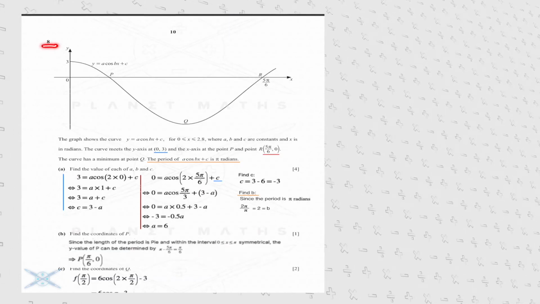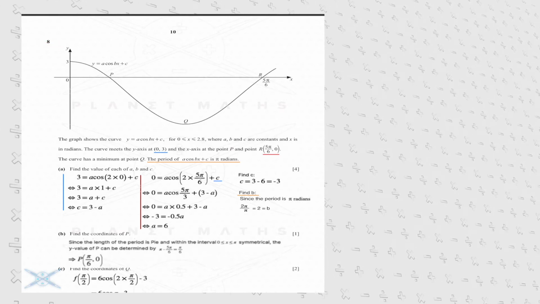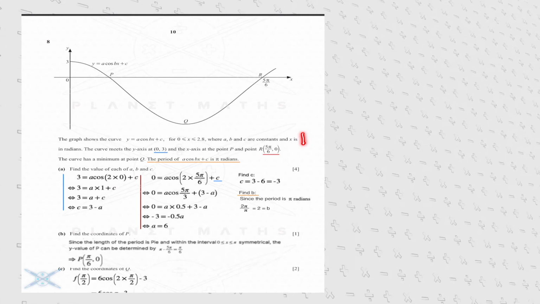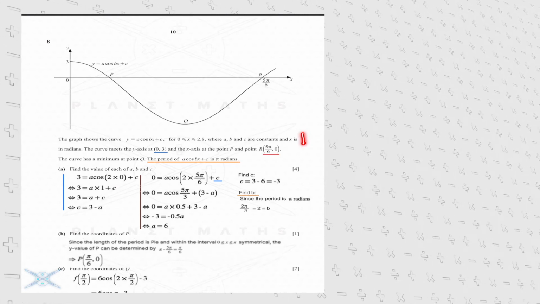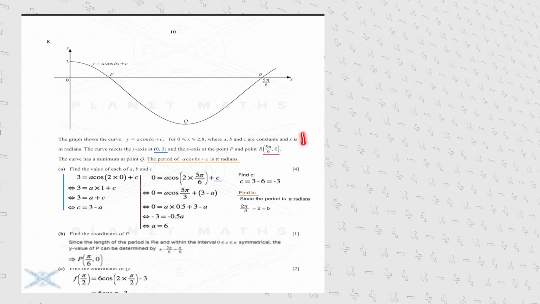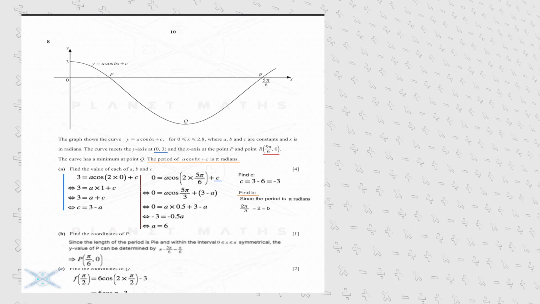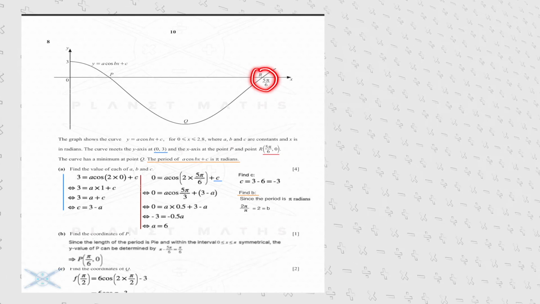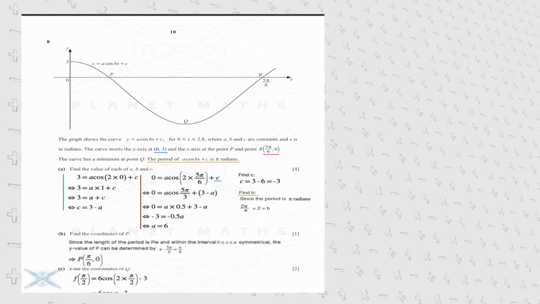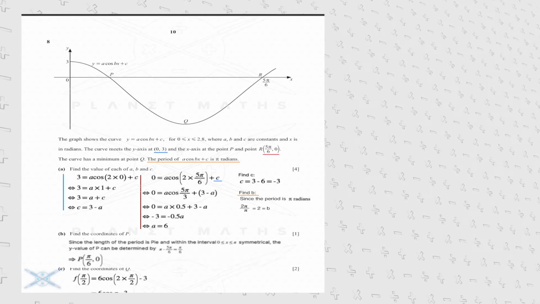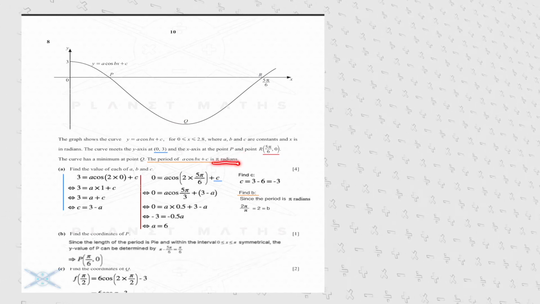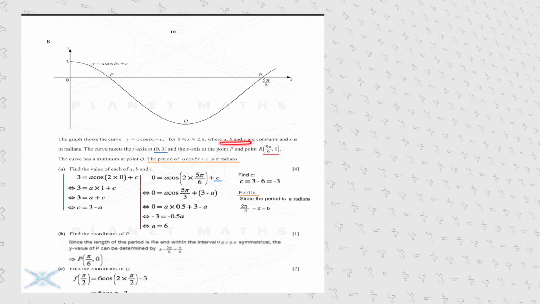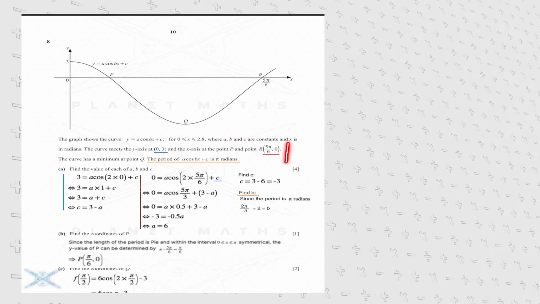Part A of this exam paper is about trigonometric functions, and here we are provided with the curve of the form y equals a cosine bx plus c within the interval of 0 and 2.8 included, where a, b and c are constants and x is in radians. The curve meets the y-axis at 0, 3 and the x-axis at the point P and point R at 3 pi over 6, 0. The curve has a minimum at Q and the period of a cosine bx plus c is pi radians. I've provided you here with the visual clues on how we can determine the values for a, b and c respectively using the information that's been provided in this exercise.